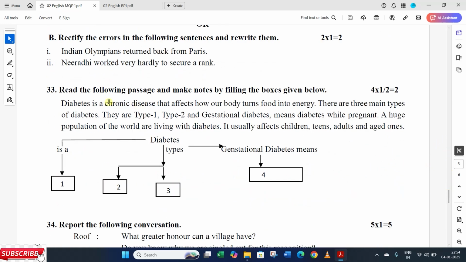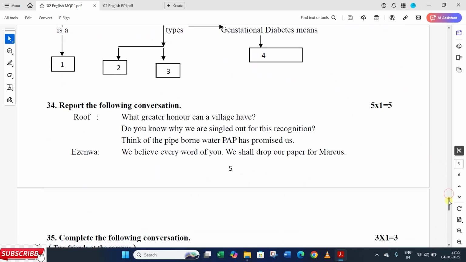The question number 33. As I have already discussed in the blueprint, this is about note making. Previously it was for 4 marks, but this year they have changed it to 2 marks. There will be a short paragraph of 4 to 5 lines, and then you have to fill in the squares 1, 2, 3 and 4. My dear students, you can find over here 4 squares where you have to write the relevant information, and once you write it you will get 2 marks.